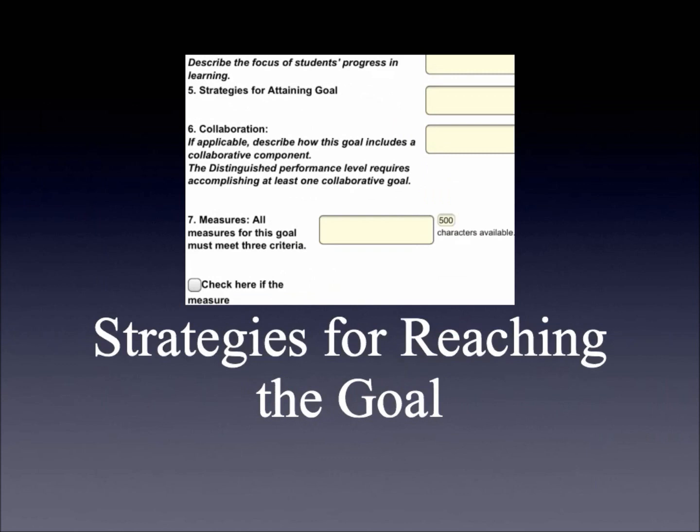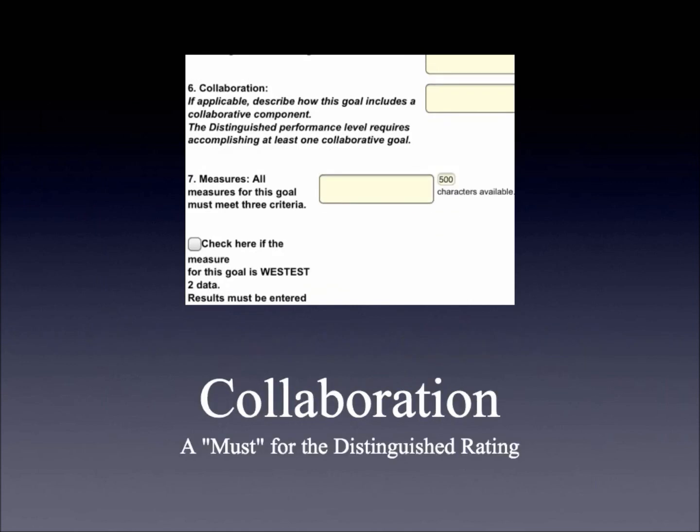Strategies for attaining the goal is a spot where you can talk about how you're going to go about achieving this goal. Maybe it's an intervention program where you have small groups of students. Maybe it's using material provided by some outside resource that targets specific goals. You want to be sure and be as detailed as the 500 characters on the form allow you to be and describe what it is that you're going to do to achieve this goal.